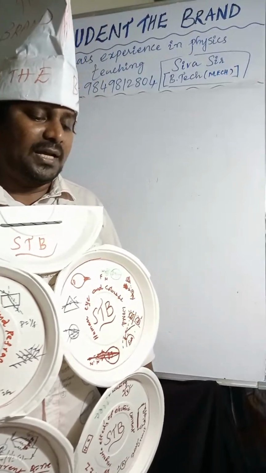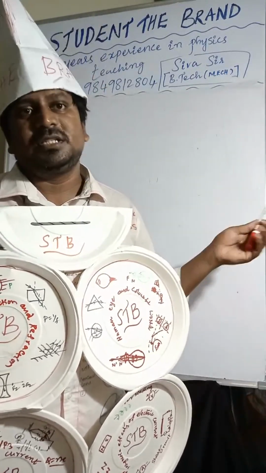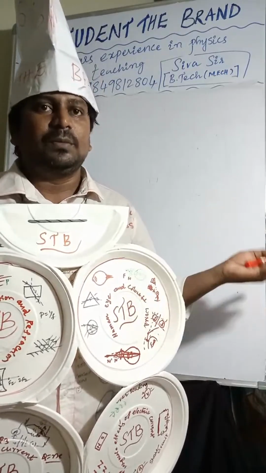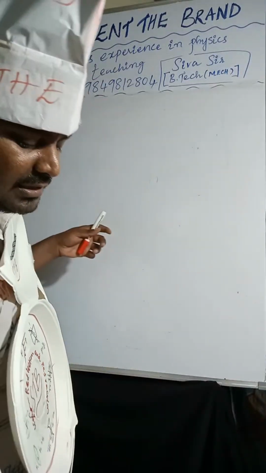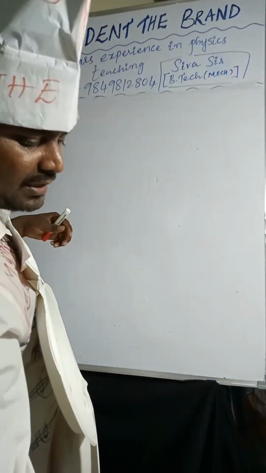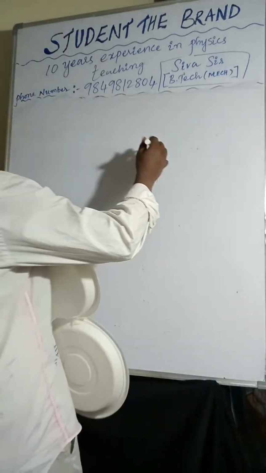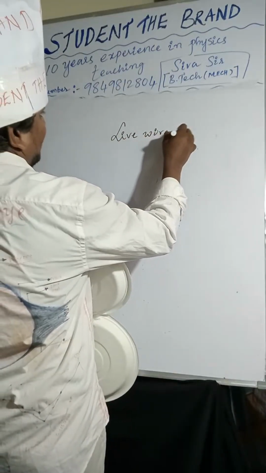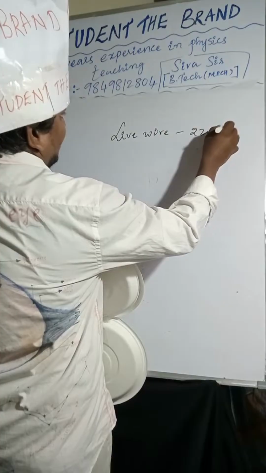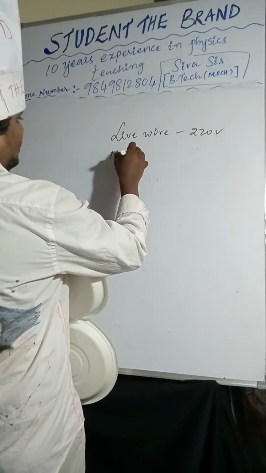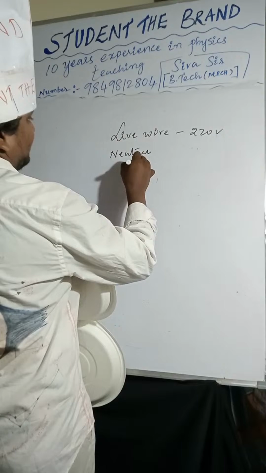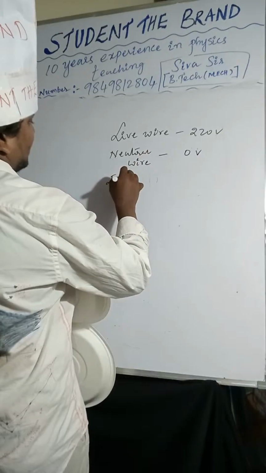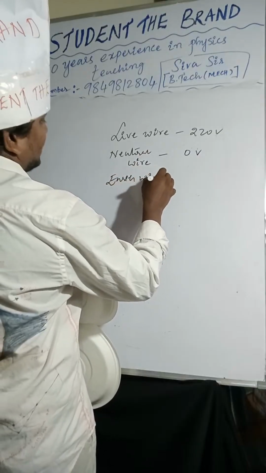Coming to the next one, there are live wire, neutral wire, and earth wire. So the potential we'll discuss now. Very, very important, 1 mark. In the exam they will ask. Now you can see the live wire: potential is 220 volts. In India we use 220. Neutral wire potential is 0 volts. Earth wire is also 0 volts.